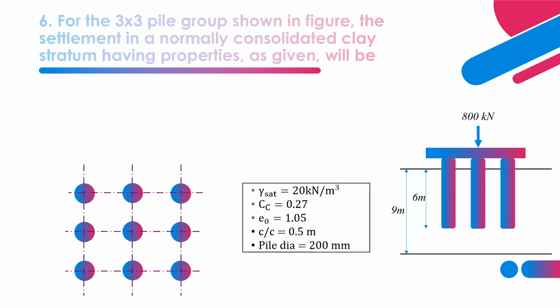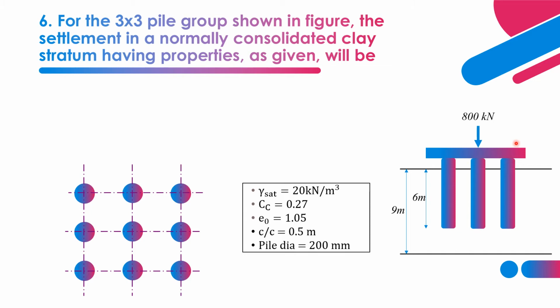This is a solution based or numerical type problem. We have to calculate some of the important properties and get the answer. For the 3x3 pile group shown in the figure, this is the 3x3 pile group. The settlement is in a normally consolidated clay. So this clay stratum is a normally consolidated NC clay, having these properties.